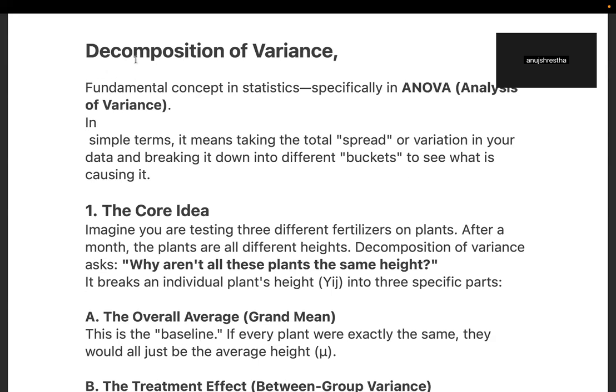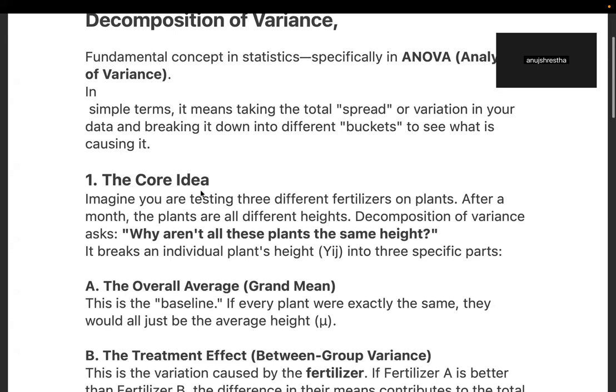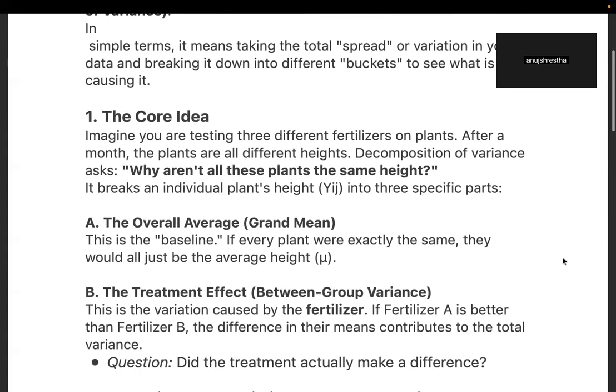So we're decomposing the variance. Okay, so that means we are breaking it into its constituent parts. Let's see the core idea. Let's go.